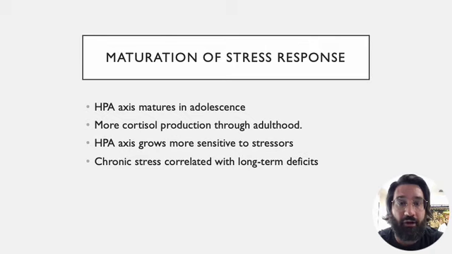So like a parent's divorce, or getting into a fight with friends, or peer rejection, teenagers are far more sensitive to some of these life stressors, partly because the HPA axis is developing more rapidly during this period of time. And as we discussed in earlier modules, this idea of chronic stress, ongoing daily chronic stress, is correlated with long-term health deficits.